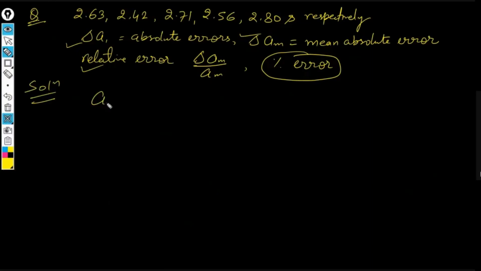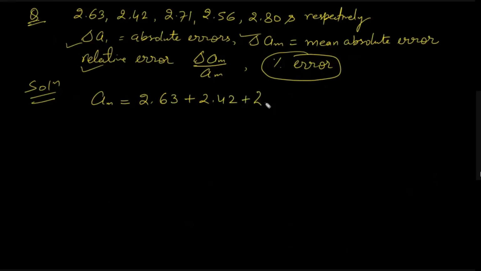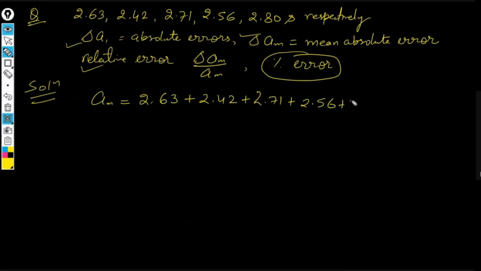First of all, we have to calculate the true value. So 2.63 plus 2.42 plus 2.71 plus 2.56 plus 2.80. You might have done statistics, right? Would you like to learn a new technique? Yes.